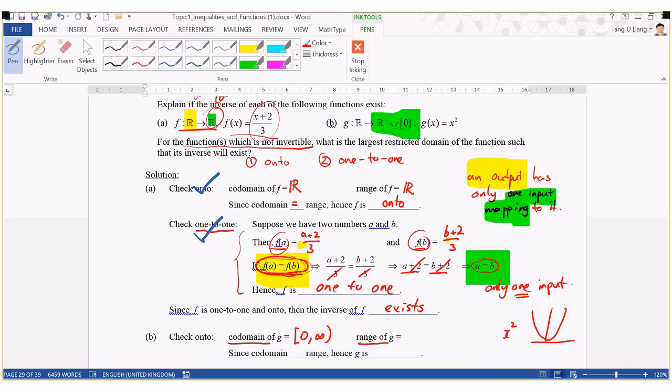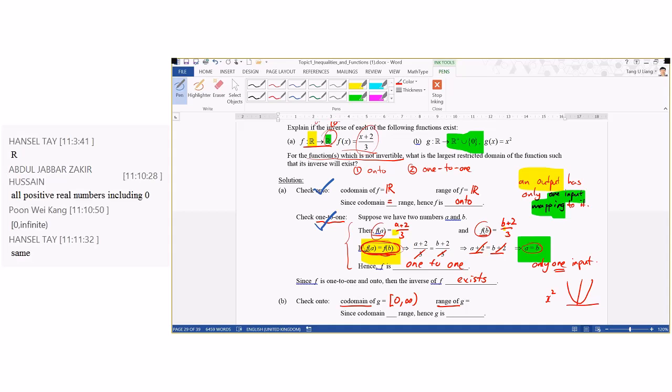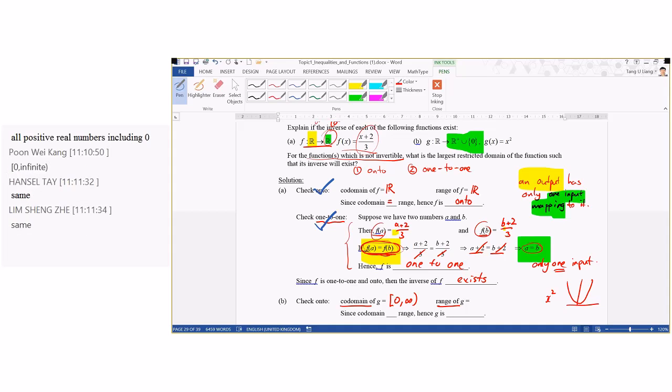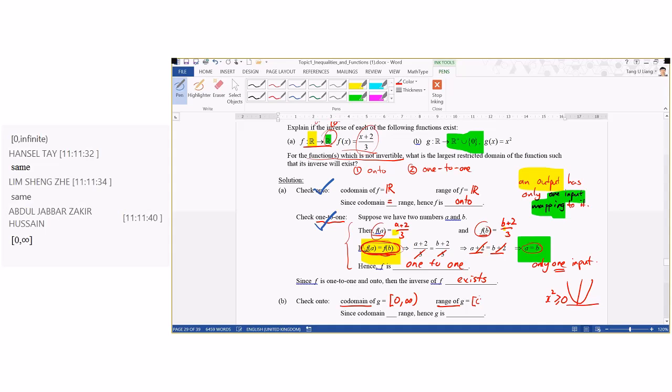So you write 0 to infinity, with a round bracket, not a square bracket. So for x square, we know the range is all the non-negative numbers, including 0. So the codomain is clearly equal to the range. I'm sure you all can see this. Hence, G is onto. This is an onto function. Good, the first criterion has been satisfied. We are happy.